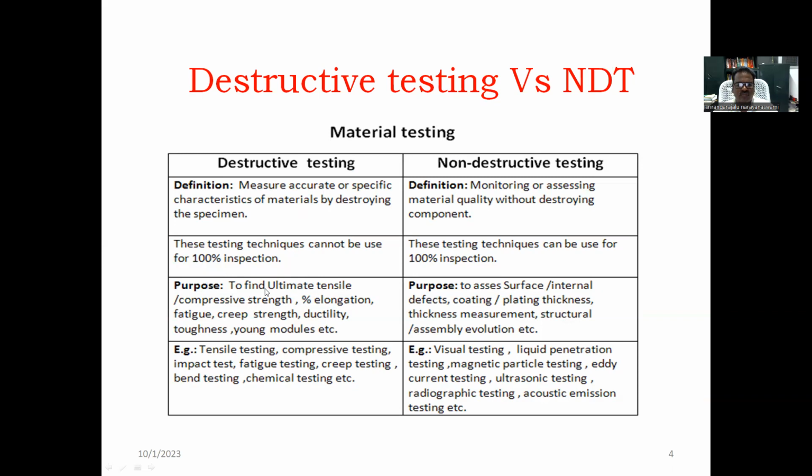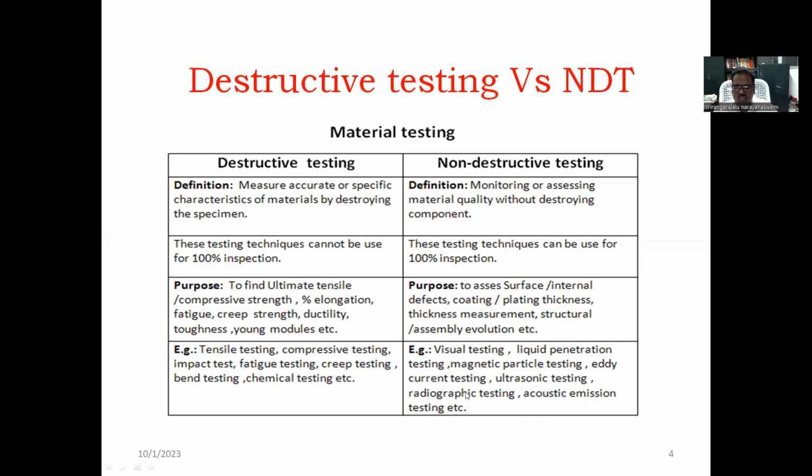The purpose of destructive testing is to find the ultimate tensile and compressive strength, percentage of elongation, fatigue, creep strength, ductility, toughness, Young's modulus, etc. In non-destructive testing, the purpose is to assess surface and internal defects, coating and plating thickness, thickness measurement, structural assembly evaluation, etc. Examples of destructive testing: tensile testing, compressive testing, impact testing, fatigue testing, creep testing, bend testing, chemical testing, etc. Non-destructive testing: visual testing, liquid penetrant testing, magnetic particle testing, eddy current testing, ultrasonic testing, radiographic testing, acoustic emission testing, and so on.